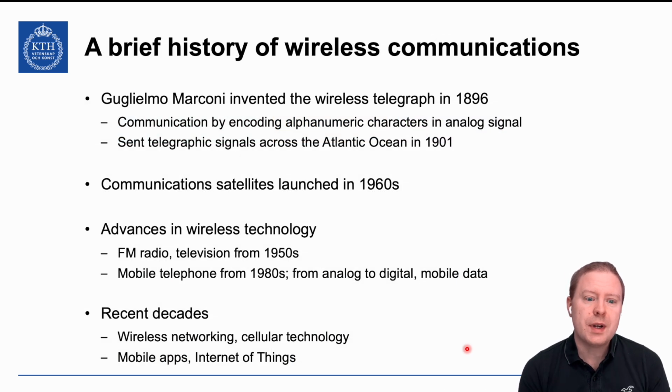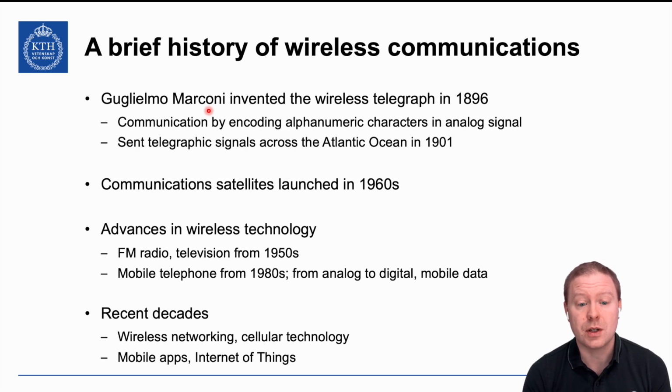So, to give you a brief history of wireless communications, Marconi invented the wireless telegraph in 1896, and that was sort of communication with some different characters. We could send text messages, essentially. And he was also showing in 1901 how we could use wireless connectivity to transmit data all the way over the Atlantic Ocean from Scotland to New Jersey.